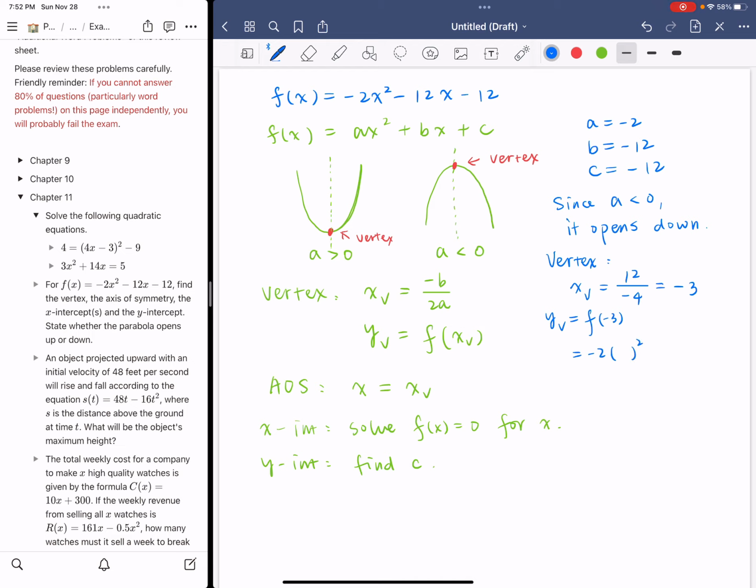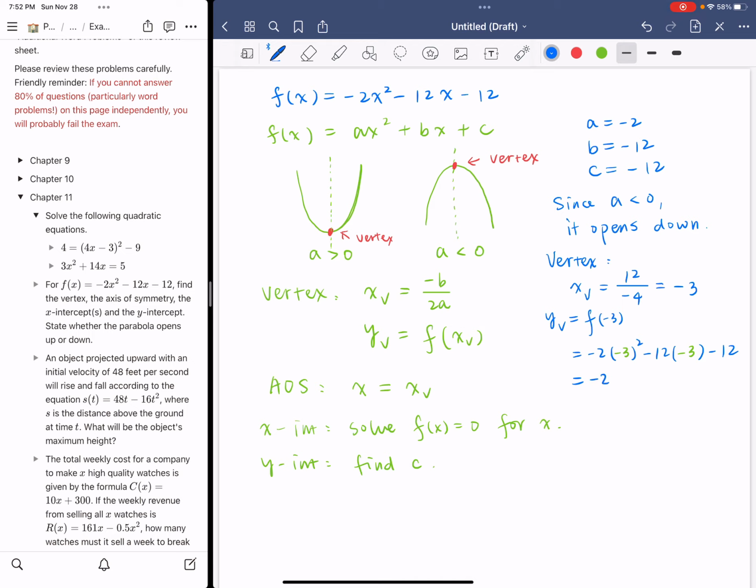Negative 2 times the quantity squared, minus 12, times that, minus 12. So this is just coming from the quadratic function that the question gives you. And then you plug in x_v, which is negative 3, and then we calculate what this is.